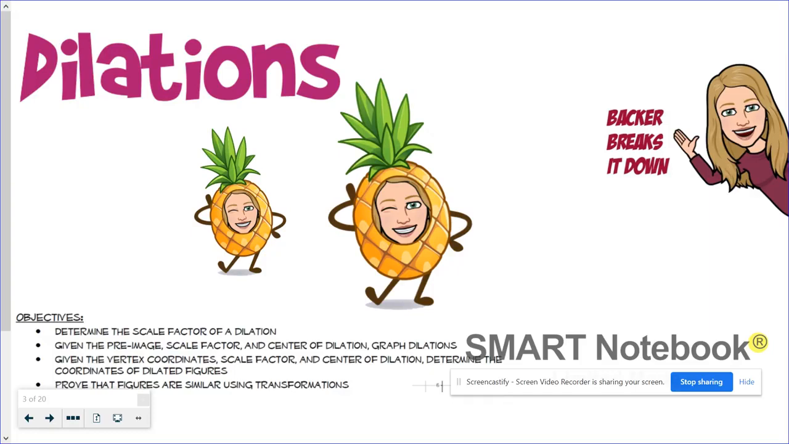In this episode, we explore dilations. This screen shows an example of a dilation, right? So this right here is a dilation. What do you notice? What do you wonder?